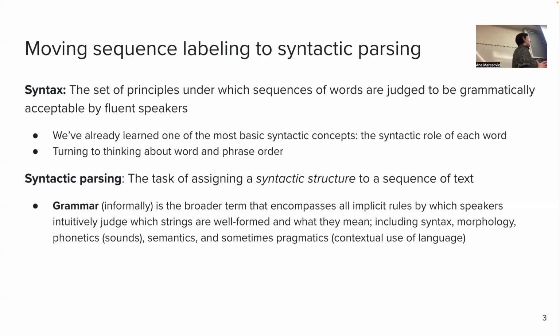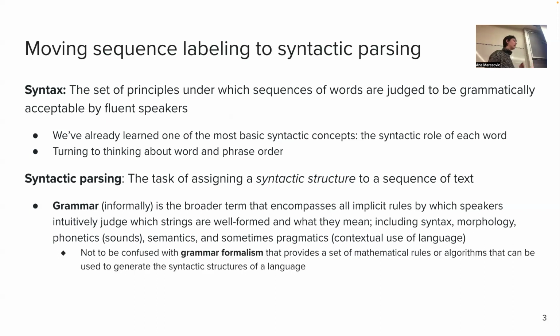Grammar is a broader term that encompasses all implicit rules by which speakers intuitively judge which strings are well formed and what they mean. And this includes syntax, whether the words are put together in a proper order. It also includes morphology, which we know now is how we inflect words, which was slightly important for English, but more important for other languages like Hungarian and Turkish, as we learned last time. Also sounds, how we pronounce things, to some extent semantics, and sometimes pragmatics, how we use the language. So that's informally what grammar is, and not to be confused with grammar formalisms. Grammar formalisms provide a set of mathematical rules or algorithms that can be used to generate the syntactic structures of a language.